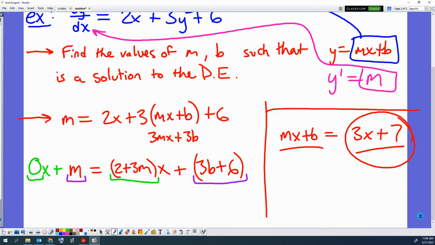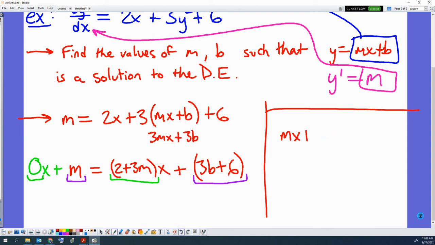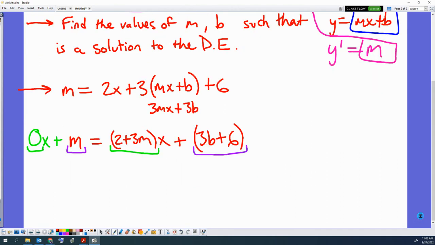So this is really the same idea here. If this is going to be true for all x, then the x coefficients have to be equal by themselves, and the constant coefficients also have to be equal by themselves. And so I get 2 equations from this. And I can leave the x off. I get 0, because 0x equals 2 plus 3m, because 0x has to equal 2 plus 3m times x. And then I also get m equals 3b plus 6.